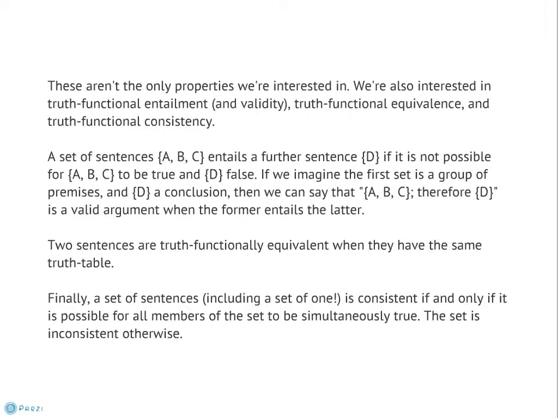A set of sentences A, B, C entails a further sentence D if it's not possible for A, B, C to be true and D false. If we imagine the first set as a group of premises and D the conclusion, we can say that A, B, C, therefore D is a valid argument when the former entails the latter. Two sentences are truth functionally equivalent when they have the same truth table. Finally, a set of sentences, including a set of one, is consistent if and only if it's possible for all members of the set to be simultaneously true, and the set is going to be inconsistent otherwise.